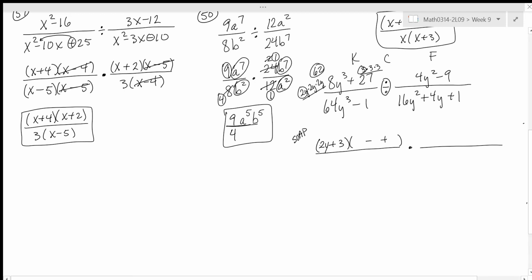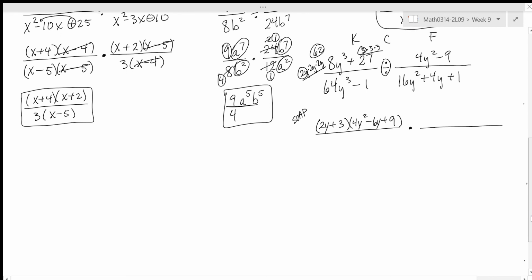All right, so 2y times 2y, 4y squared. 2y times 3, 6y. 3 times 3 is 9. And that's factoring the sum of two cubes.